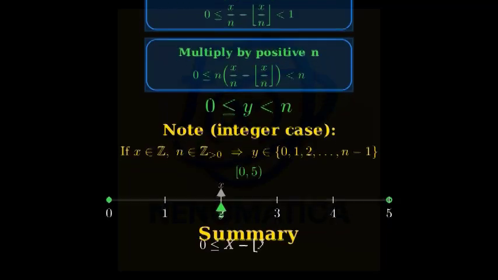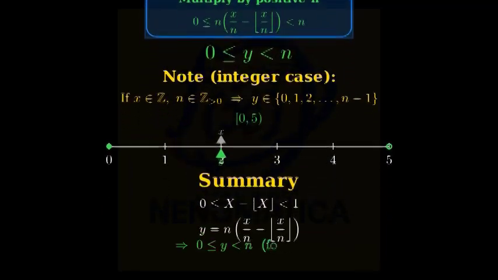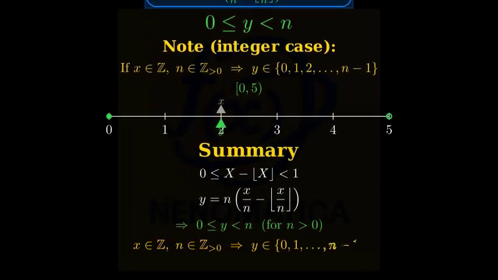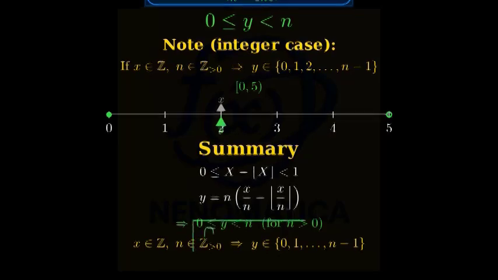Summary. Using the floor property x minus floor of x is in the interval from 0 to 1, we rewrote the expression and concluded that y equals x minus n times the floor of x over n always satisfies 0 less than or equal to y less than n, assuming n positive. If x is an integer and n is a positive integer, then y can only be the integers 0 through n minus 1.